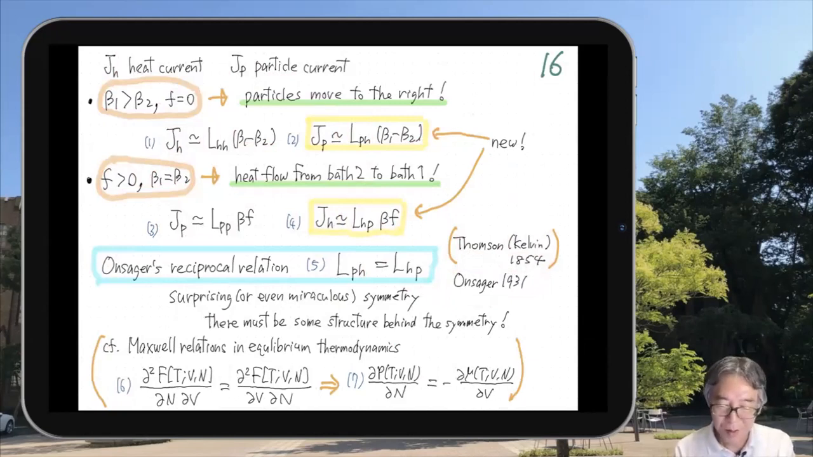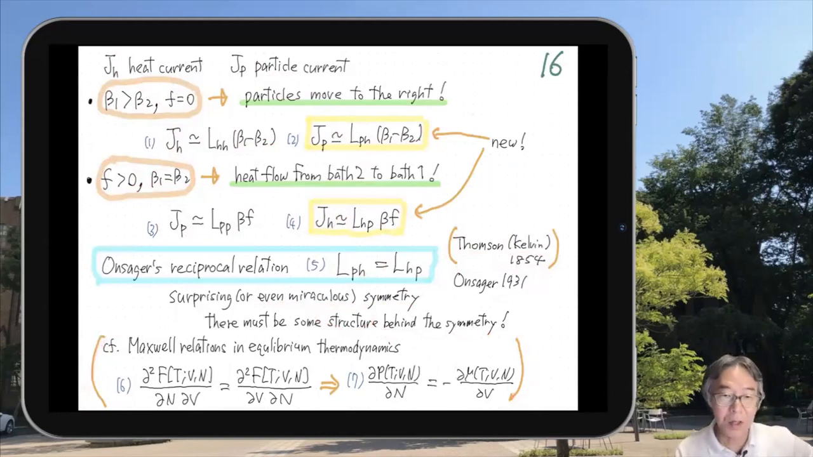I mean, it's not very surprising that temperature difference induces particle current and force induces heat current. This connection may not be very surprising, but it's very surprising, at least to me, that these constants are exactly the same. So I would say this is a surprising or even miraculous symmetry. And when you have such a symmetry, you usually expect that there is some nice structure behind this symmetry. So here is a good analogy.